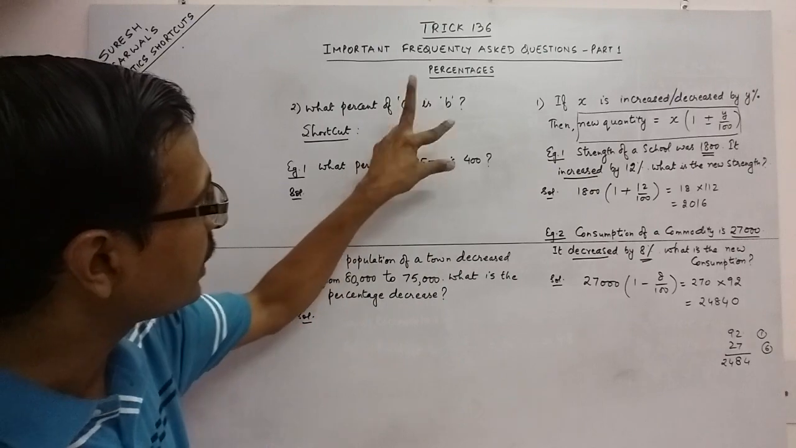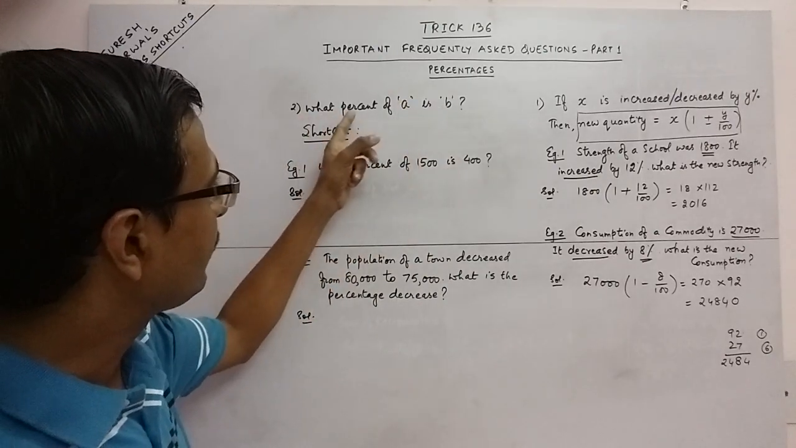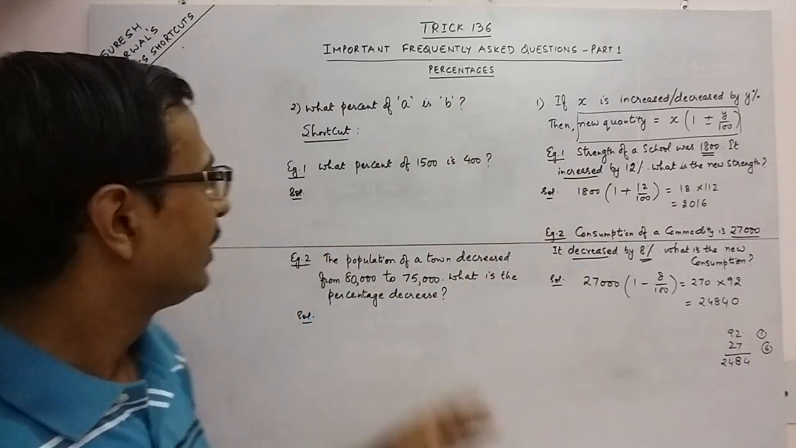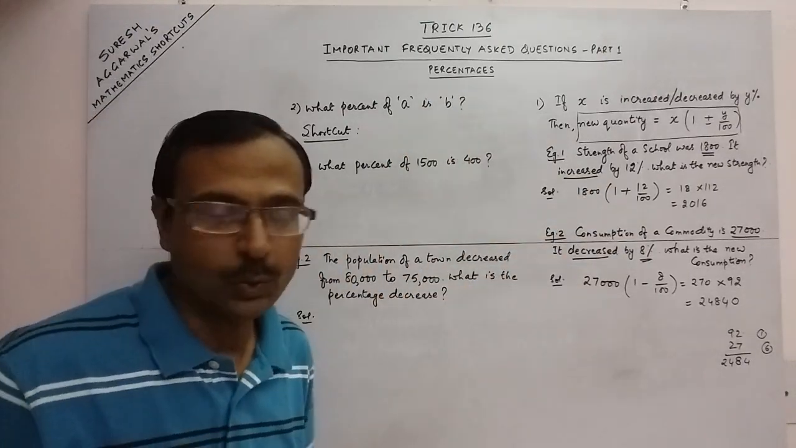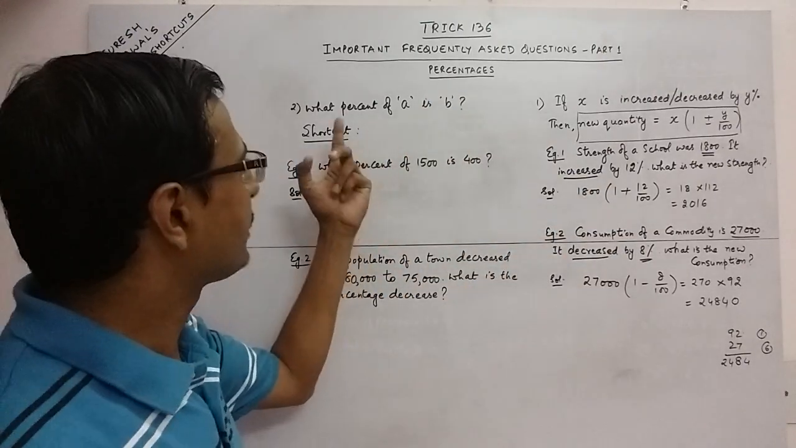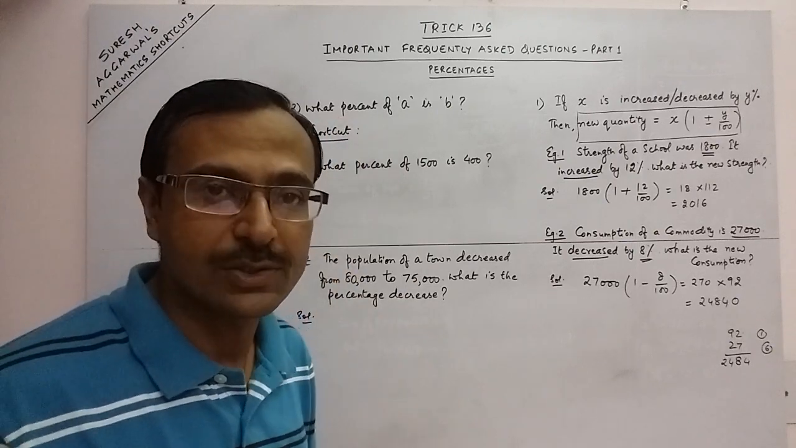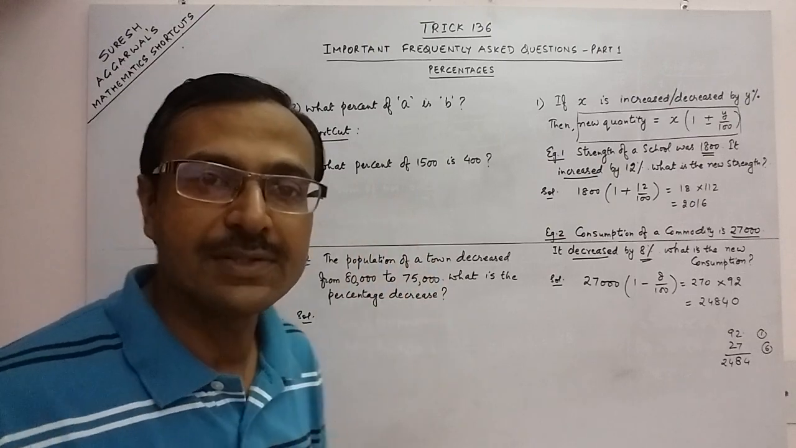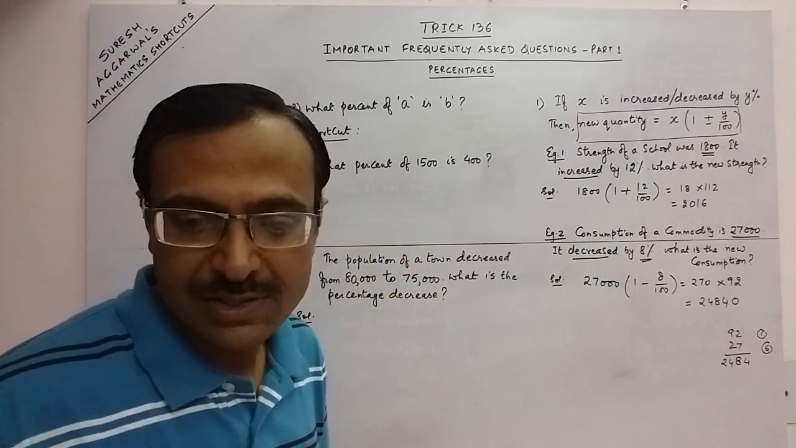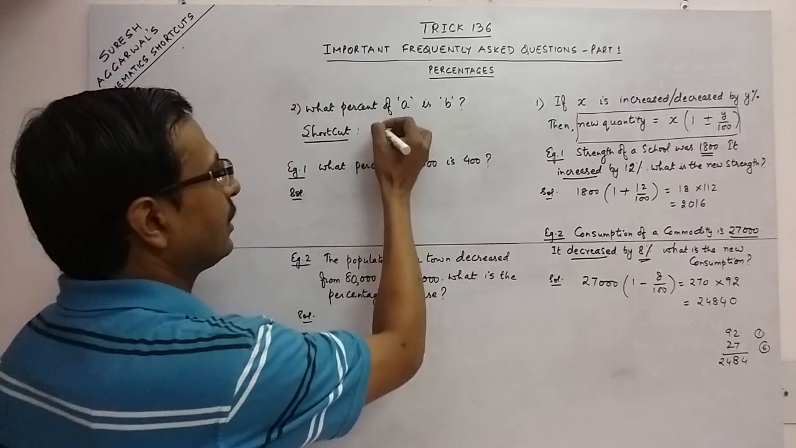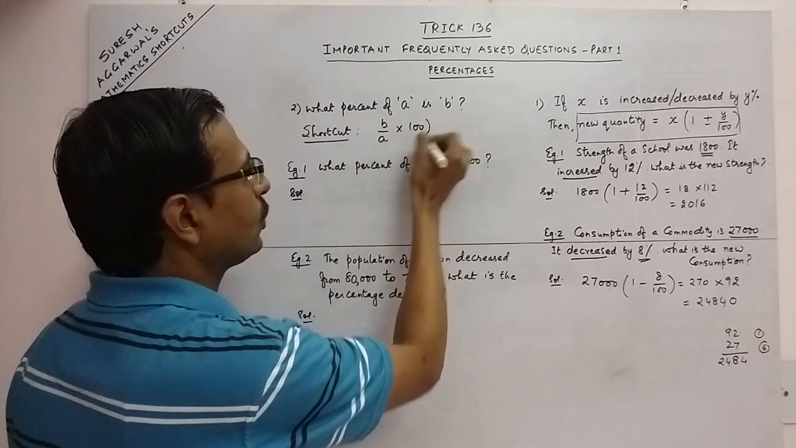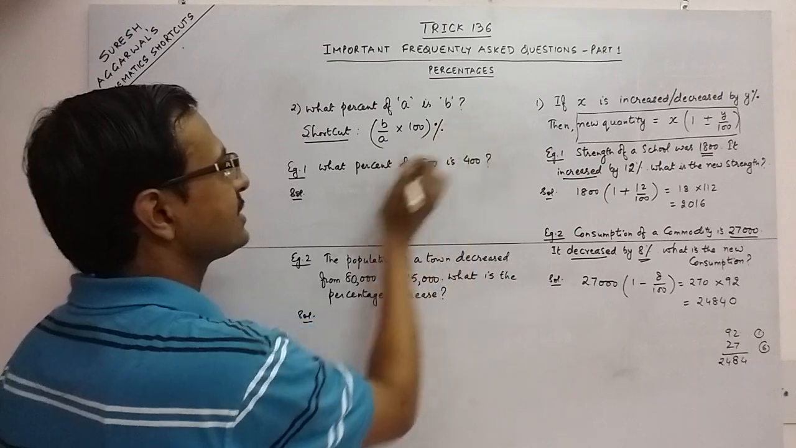Now you are given two quantities and we have to find what percent of the bigger quantity is the smaller quantity. Now again you can assume the percentage as x and solve this question, but that will take 20 seconds. Through a shortcut you can solve this in 3 seconds. A very easy shortcut: just write B upon A and multiply it by 100 to get the percentage.